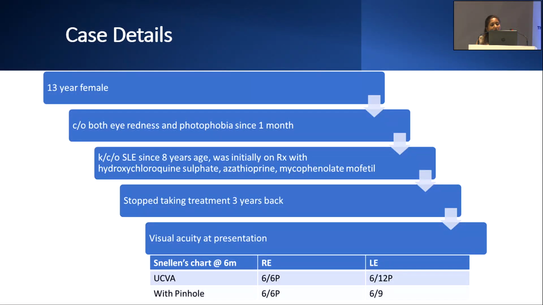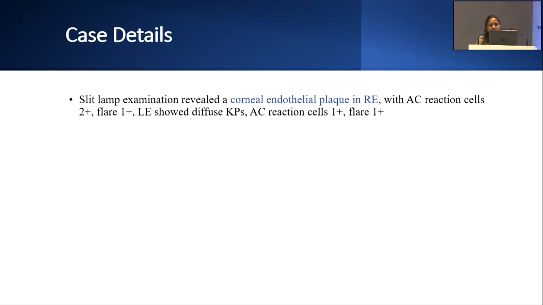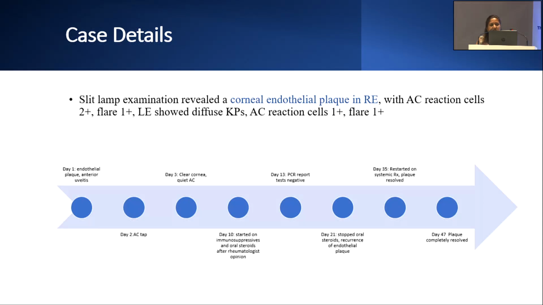When she presented to us, her uncorrected vision was 6/6 in the right eye with no pinhole improvement, and 6/12 in the left eye, improving to 6/9. On slit lamp examination, both eyes showed circumcorneal congestion, with the right eye having a central corneal endothelial plaque measuring around 4 by 5 millimeters. There was a mild AC reaction with cells of grade 2+ and flare of 1+. The left eye showed diffuse keratic precipitates with AC reaction of cells 1+ and flare 1+, but the cornea was clear.